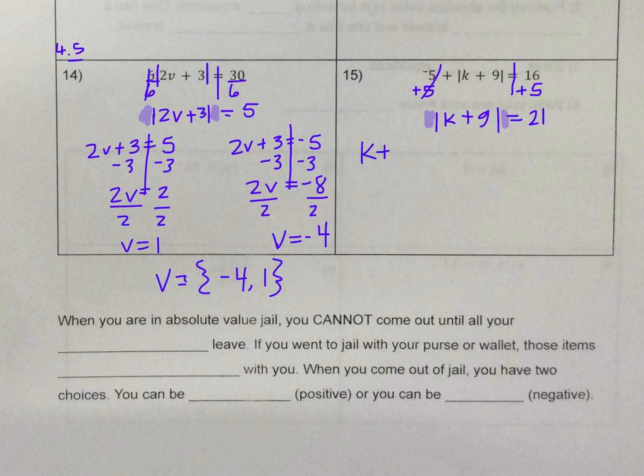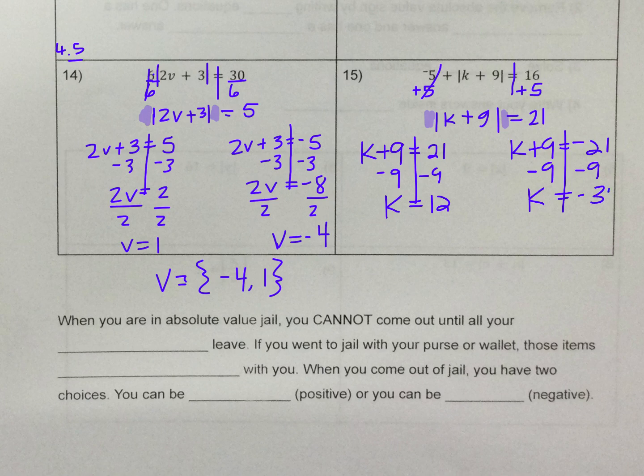So when k plus 9 gets out of jail, he has one choice, and that's to be good and positive. When k plus 9 breaks out of jail, he also has another choice. He can be bad or negative. So to get that k alone, I have to subtract 9. K equals 12 on that side. Subtract 9. K equals negative 30 on this side. So k equals negative 30, 12.